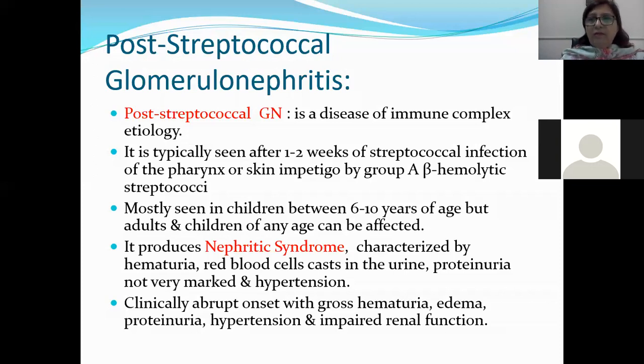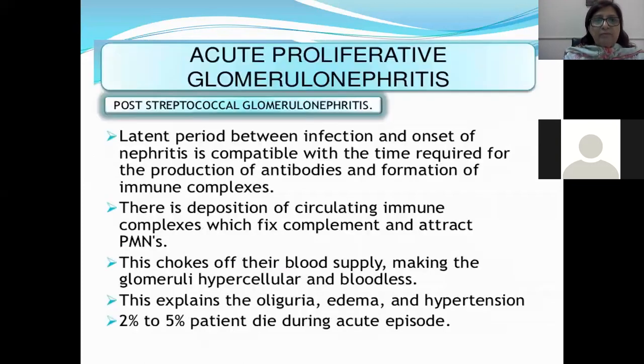So remember that if some examiner asks you the pathogenesis of post-streptococcal glomerulonephritis, you are going to say it is an immune complex mediated disease. The immunological reaction is because of the antibodies which are produced against group A beta-hemolytic streptococci. They will cross-react with the glomerular basement membrane antigen, especially in children between 6 to 10 years of age after 1 to 2 weeks of post-streptococcal infection. And the child is going to present with nephritic syndrome, with abrupt onset. I hope this is clear.